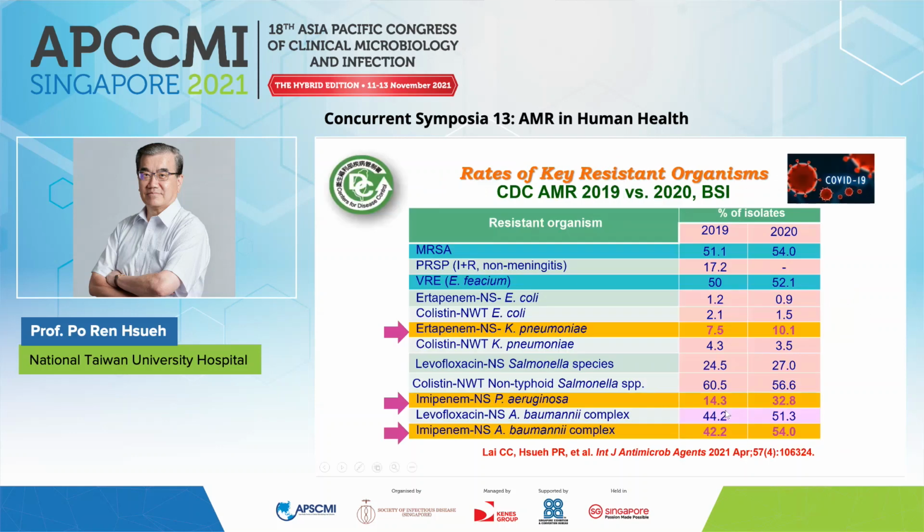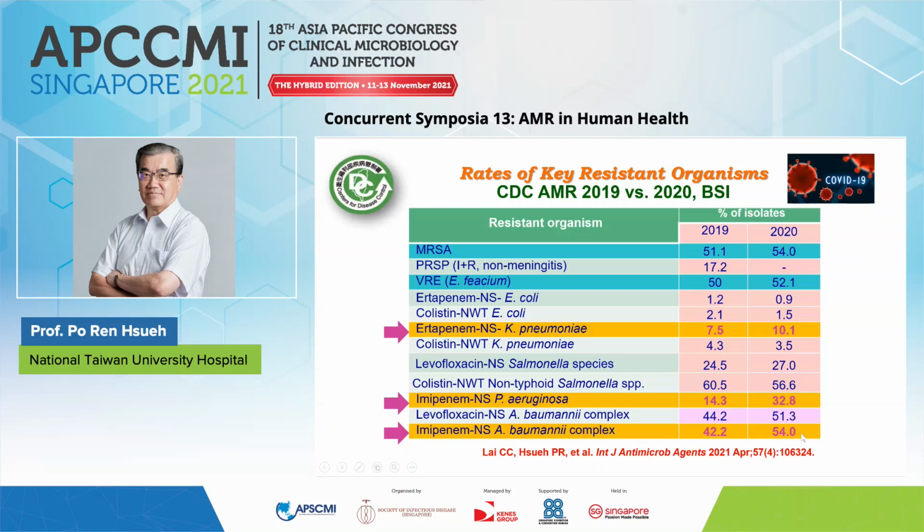But in Taiwan, we actually have a comparison of antimicrobial resistance in 2019 and 2020. All these isolates came from patients with bacteremia, bloodstream infection. So we looked at the rate of resistance. For example, carbapenem-resistant Klebsiella pneumoniae was 7.5% in isolates causing bloodstream infection in this multi-center study, but in 2020 it increased to 10%. Carbapenem-resistant Pseudomonas aeruginosa in 2019 was 14%, but in 2020 it was 33%. Carbapenem-resistant Acinetobacter baumannii complex was 42% in 2019 and 54% in 2020. So during the COVID epidemic, we saw a lot of increase in multidrug-resistant organisms.